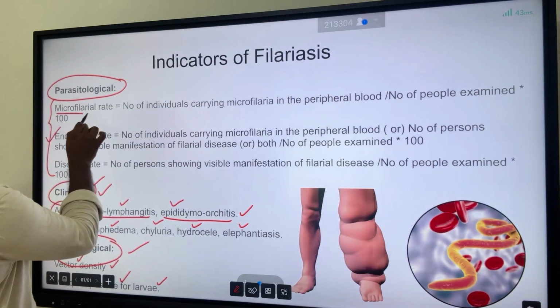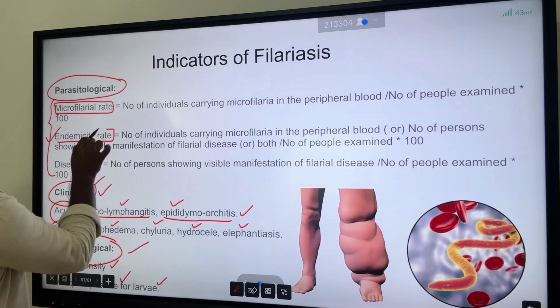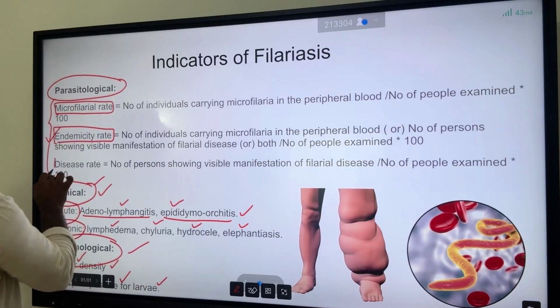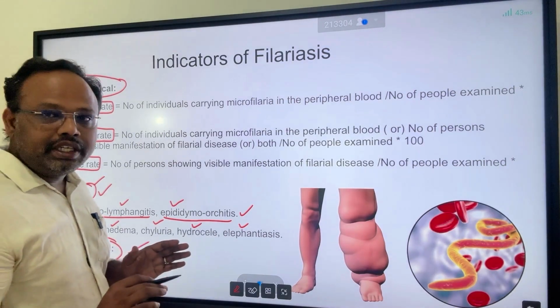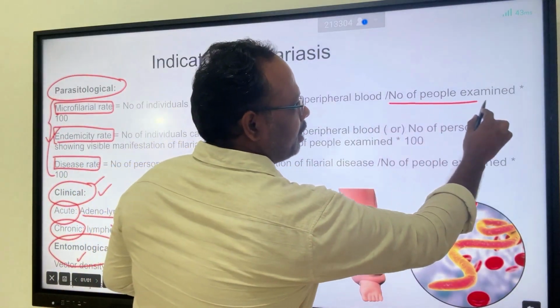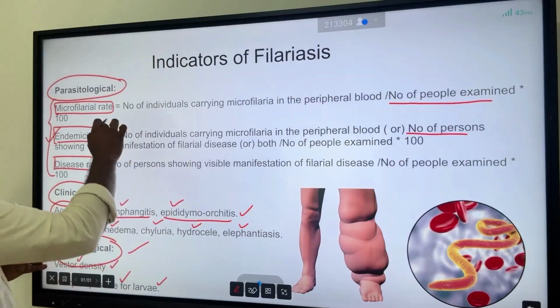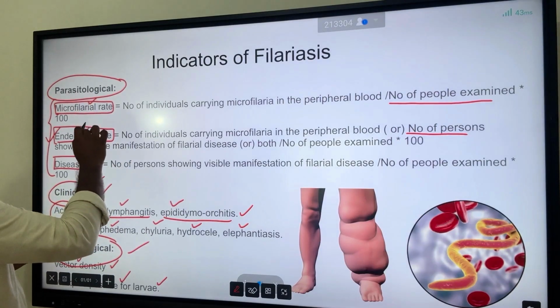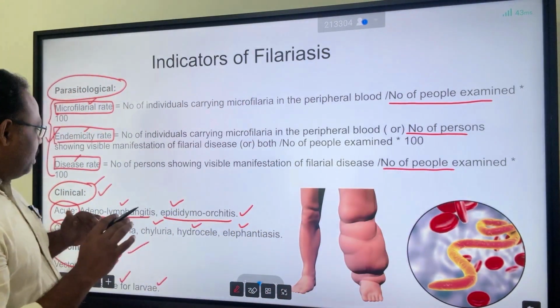First is the microfilarial rate. Second parasitological indicator is the filarial endemicity rate. Third is the filarial disease rate. Here we have to note the fact that all the denominators of indicators are the number of people examined. So in all the three indicators, that is MF rate, filarial endemicity rate, and filarial disease rate, the number of persons examined will be the denominator.